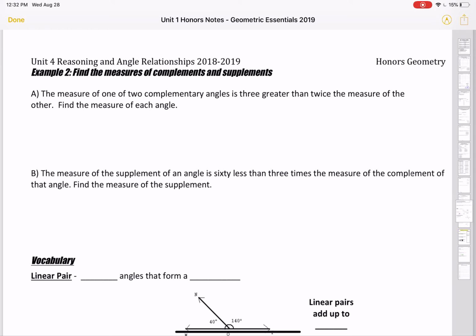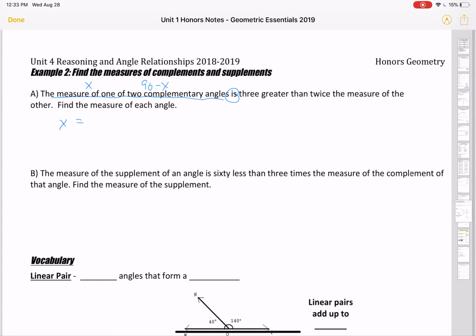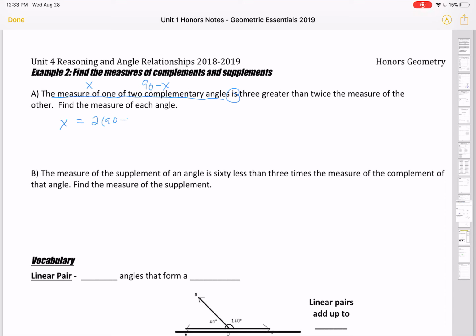So the measure of one of two complementary angles is 3 greater than twice the measure of the other. Find the measure of each angle. So remember, if you have an angle x, the complementary to that is going to be 90 minus x. So the measure of one of two complementary angles, I'm going to call that x, that's equal to 3 greater than twice the measure of the other. So I take twice the measure of the other, and then 3 greater than that, I have to add 3. Okay, so that's taking all those words and writing it into an equation.